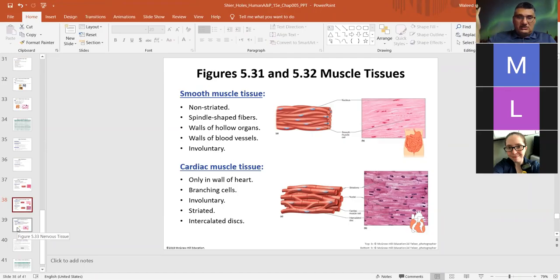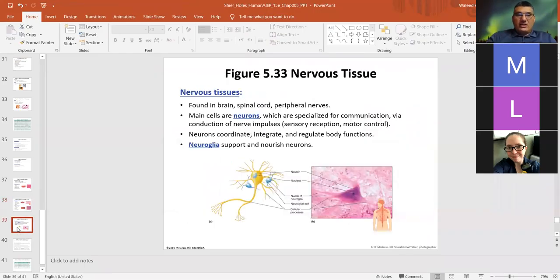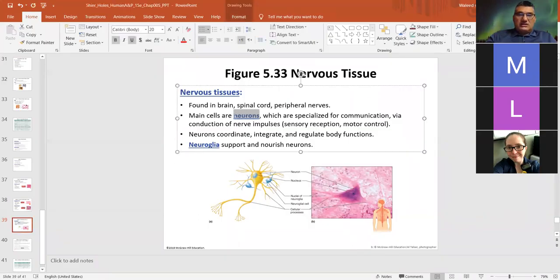Contract your intestine. You can't. So it's involuntary. The last tissue here is the nervous tissue, and the cells of the nervous tissue are called neurons. This is found in the brain and spinal cord, together called the central nervous system, which is the nervous system at the center. And there is the peripheral nervous system, these wires that go from the central nervous system to the outside.